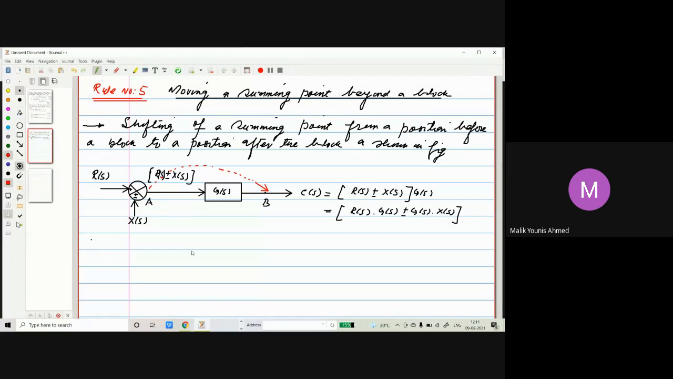It's very clear. Two signals are coming: the input signal R(S) and X(S). This is plus minus; if it can be plus, it can be minus, so we have written plus minus. Output from this summing point is R(S) plus minus X(S), then the transfer function. So output will be transfer function multiplied by input, and we have elaborated it here. Next, how are we going to do it? Let's see. Now, input is as usual.